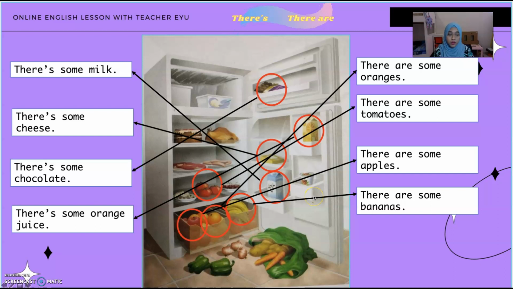Okay, so let me repeat. Alright, we use there's for uncountable nouns. Okay, untuk benda yang tak boleh kira. Okay, and then we use there are for countable nouns. We use there are untuk benda yang boleh dikira.